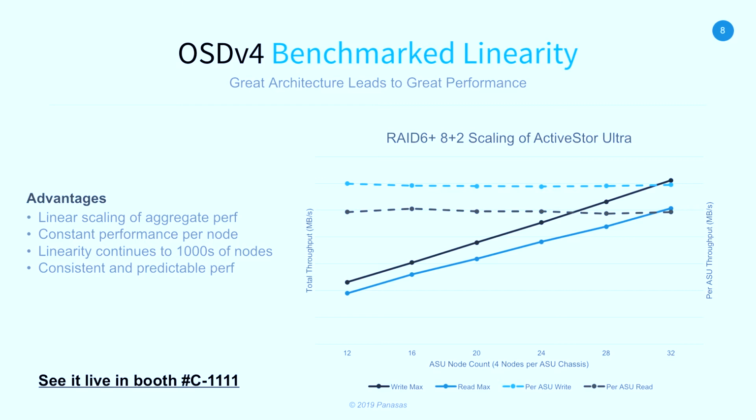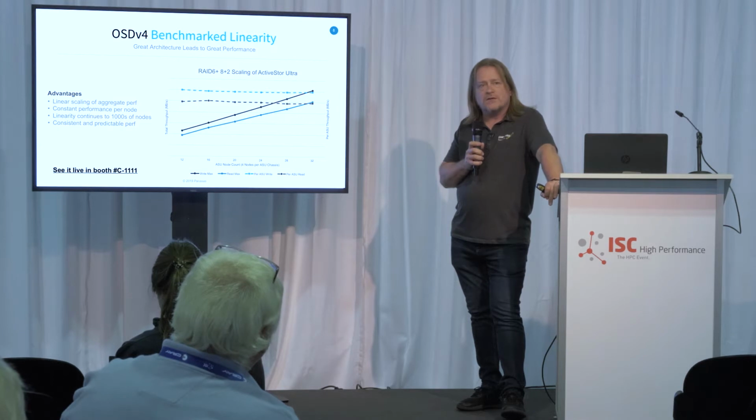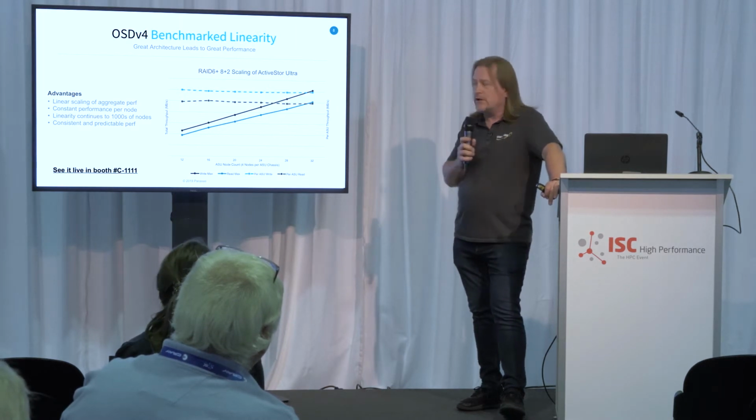So this is a benchmark, 12 nodes through 32 nodes of the new product. The solid lines are the aggregate performance as we increase the number of storage nodes in the cluster. It's very nicely linear, both in terms of lack of bumpiness, but also in terms of it's got the right slope to it. The horizontal dashed lines are the output per node, and we like the fact that those are horizontal. It means that as you increase the scale of this, the amount that each node is contributing to the overall performance is not going down. So that's again a measure of linearity.